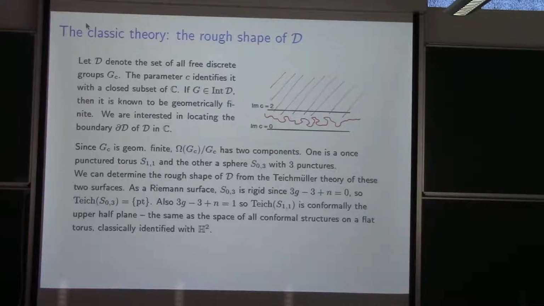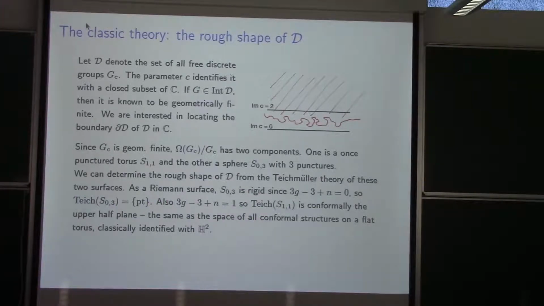And if you just look at the conformal theory, it can carry any conformal structure that a flat torus can carry. So the space of these structures is the Teichmuller space of a torus, which is conformally the upper half plane. So this is sort of basic stuff.